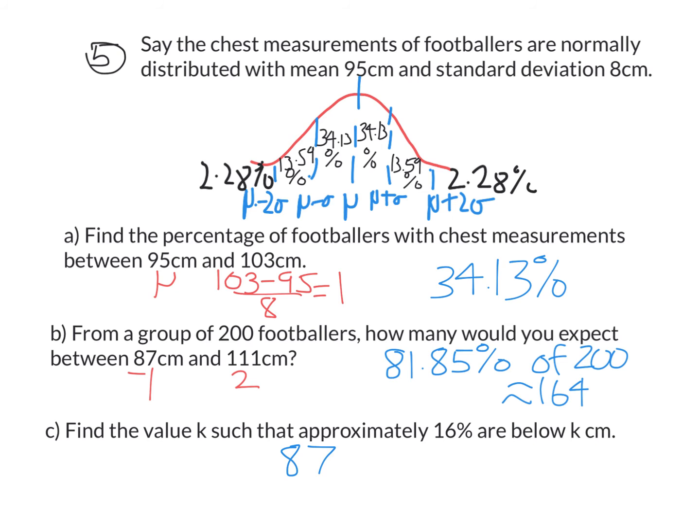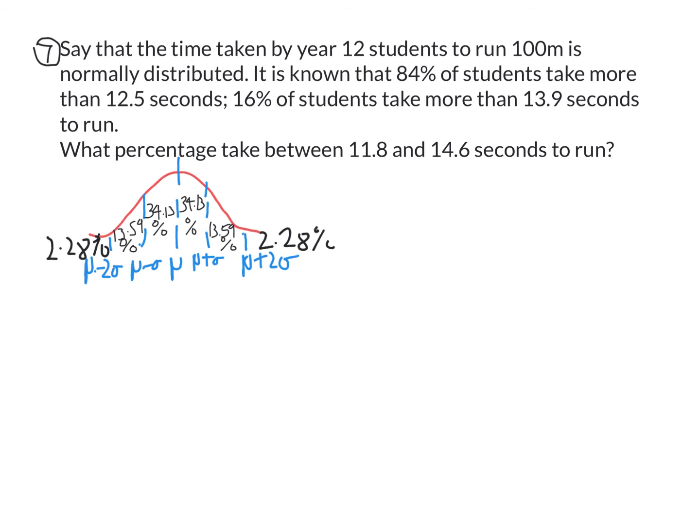All right, now we're going to look at a slightly harder question. So let's say the time taken by Year 12 students to run 100 meters is normally distributed, 84% of scores are more than 12.5, and 16% of scores are more than 13.9. We want to find the percentage that are between these two scores. Now, we can't possibly answer this question unless we know the mean and standard deviation. We first have to calculate those two things.